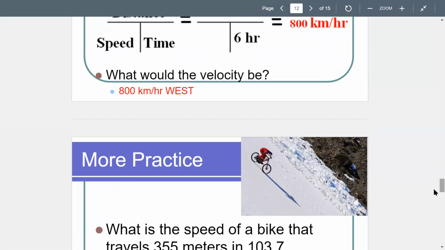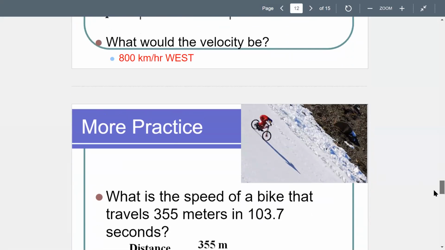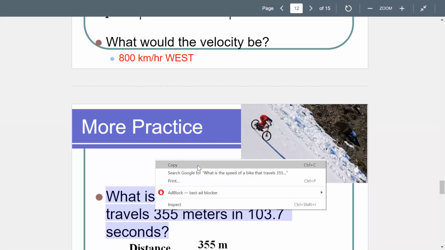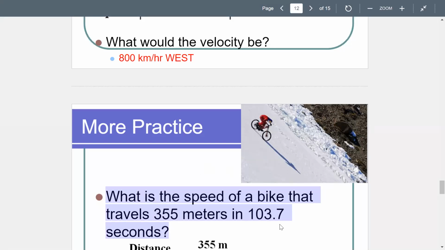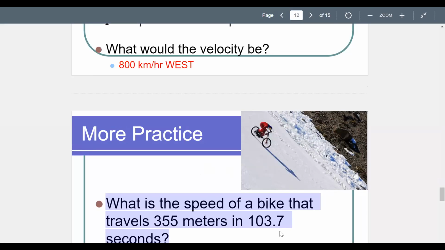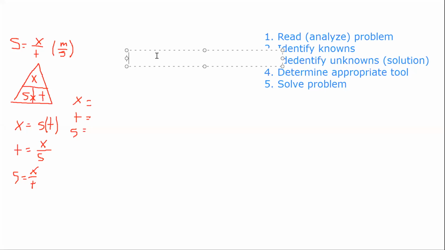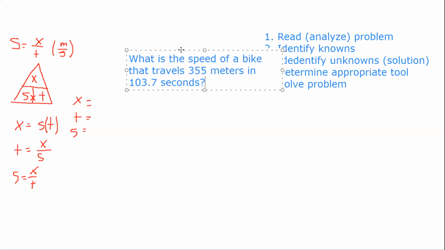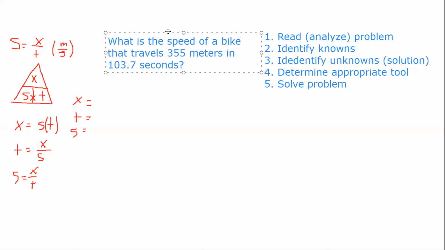So now we're going to do a question about a bike. All right, so that bike right here is our subject. So we're going to copy that question over here. We're going to try it out. We're going to follow that same process, and I want you to do this with me. This one's pretty easy, relatively. All right, you're going to need a calculator for this one.